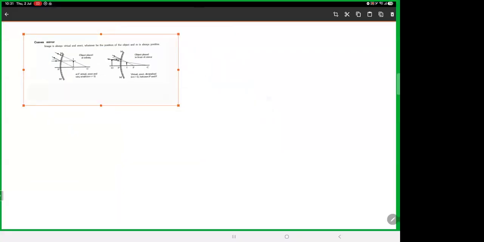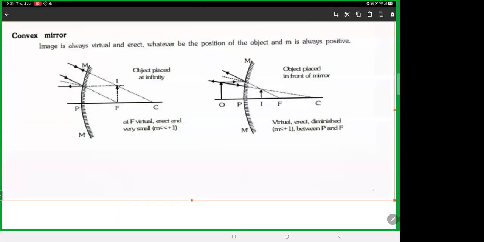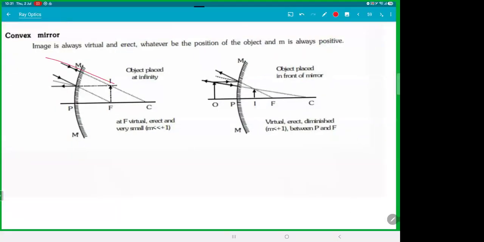That's for concave, and interestingly, convex, there are only two things. In a convex, you'll always get virtual for a real thing. There are only two cases here. Light rays are coming parallelly, they'll meet at the focus. Any other light rays here will always form an image between pole and the focus. It is always virtual, it is always erect and diminished. Clear with this?